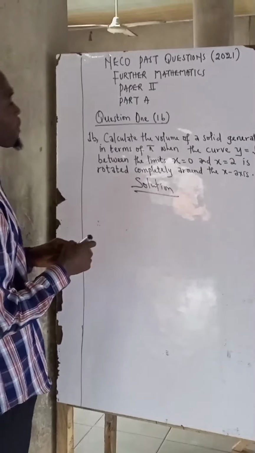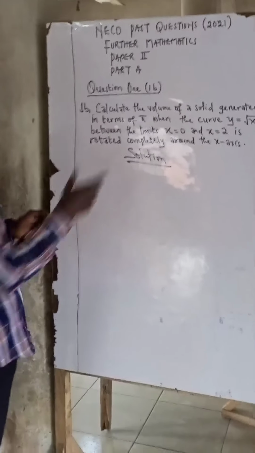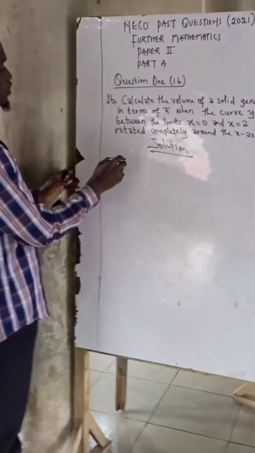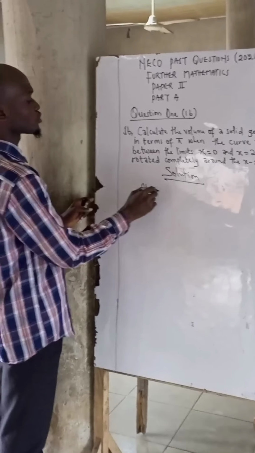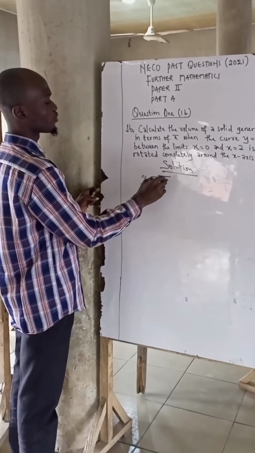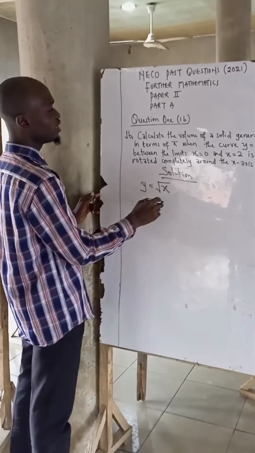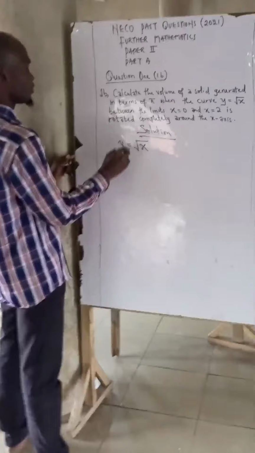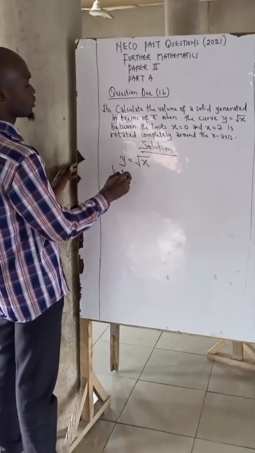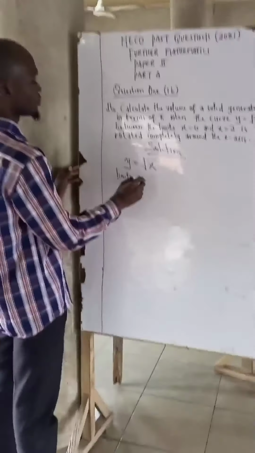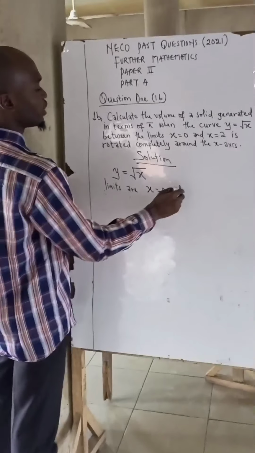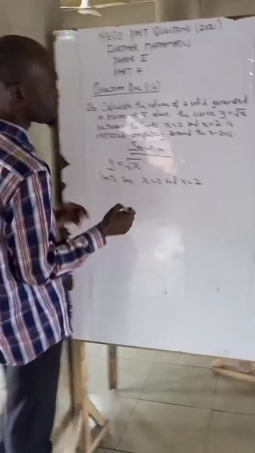Now, over here, the first thing to do is to write out my given curve. I have y equal to square root of x. And then the limits given. What are the limits given? Limits given are x equal to 0 and x equal to 2.